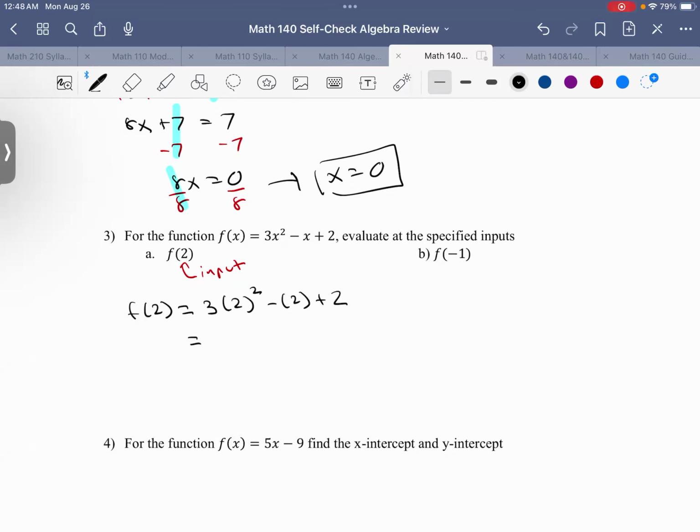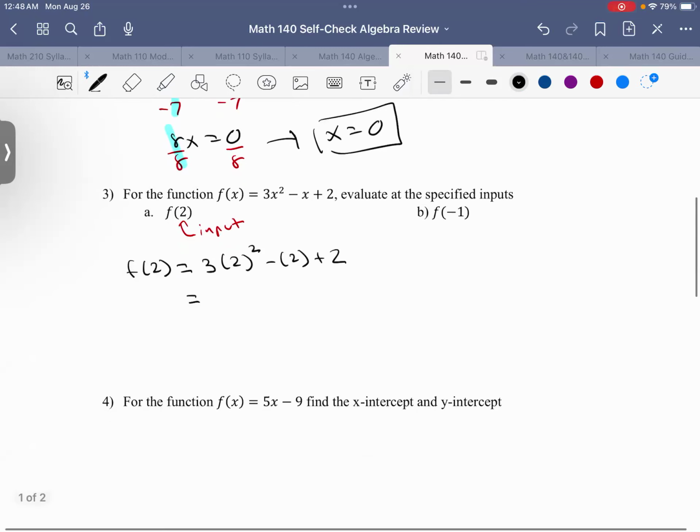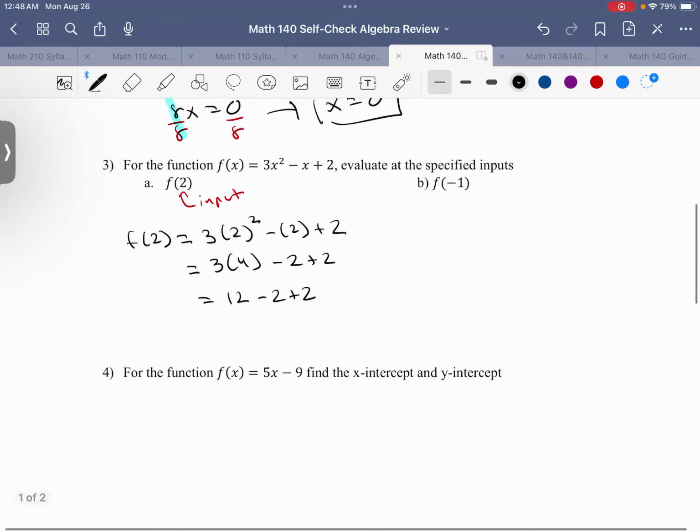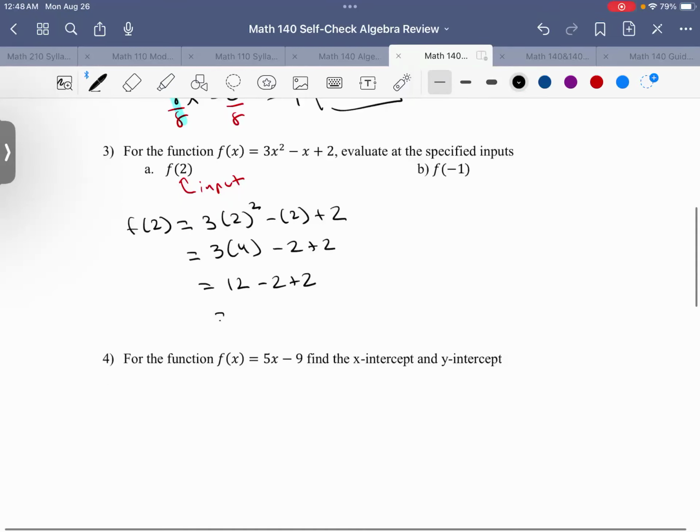So here's where that PEMDAS comes in, right? Parentheses, exponents, right? So this would be 3 times 4 minus 2 plus 2. So it'd be 12 minus 2 plus 2. So it would be just 12. Okay, so you get an output of 12 when you plug in 2, and f of 2 equals 12. Okay, so let's check out part B now.